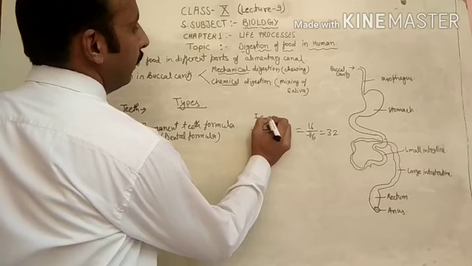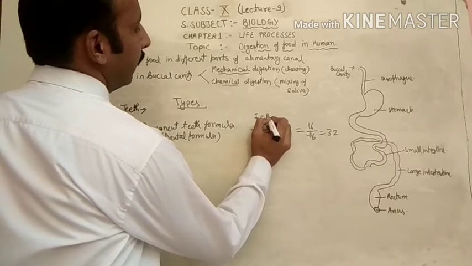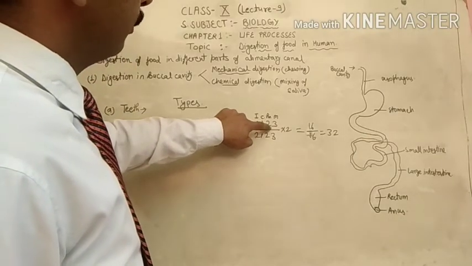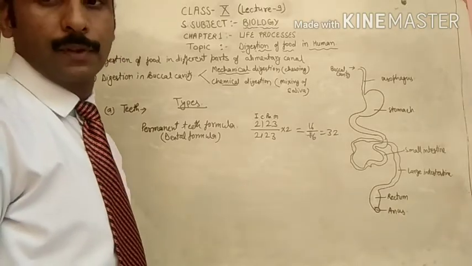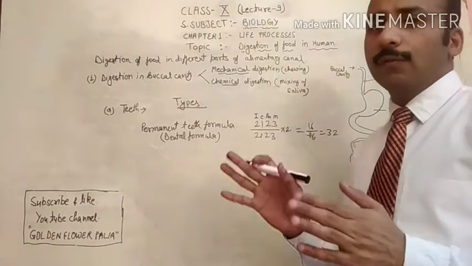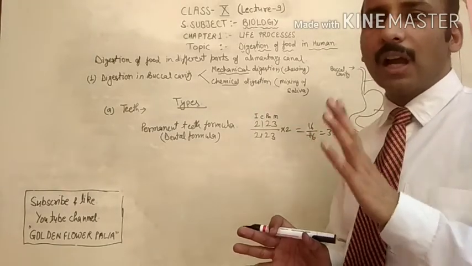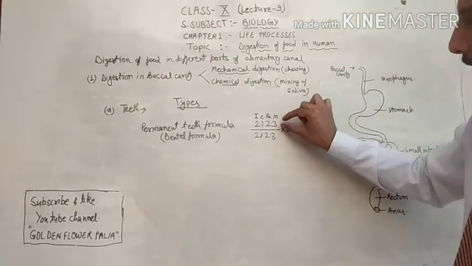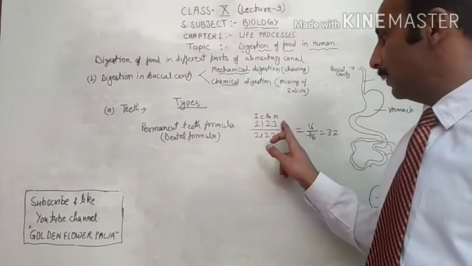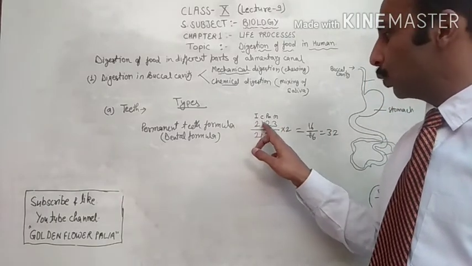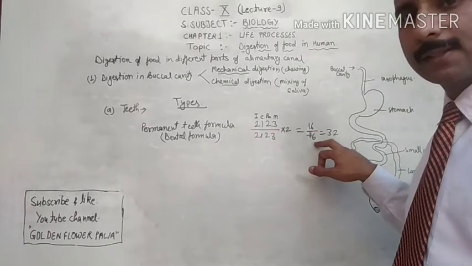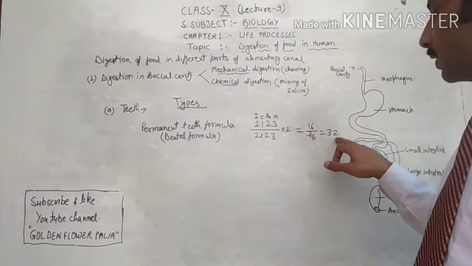I, C, PM and M. I for incisors, C for canine, PM for premolar and M for molar. So what are these? This is the number of teeth in half upper jaw or half lower jaw. Half means from this side to this side. When you multiply by 2, the total number of teeth in the upper jaw is 16, in the lower jaw 16. So 16 by 16 is equal to 32.